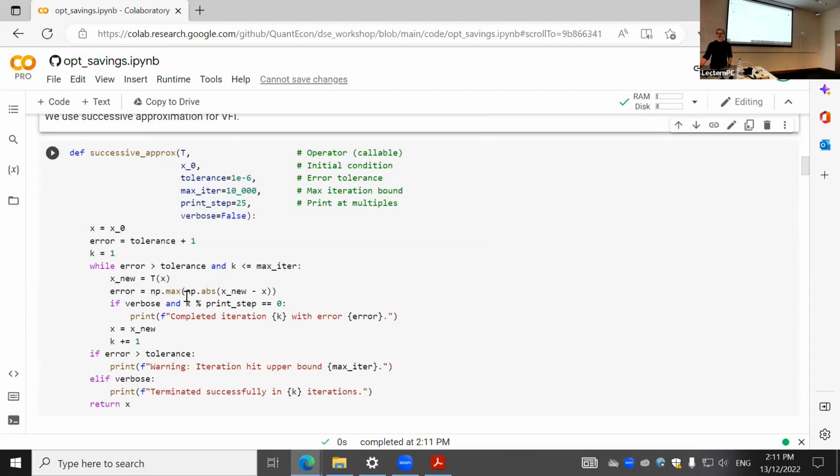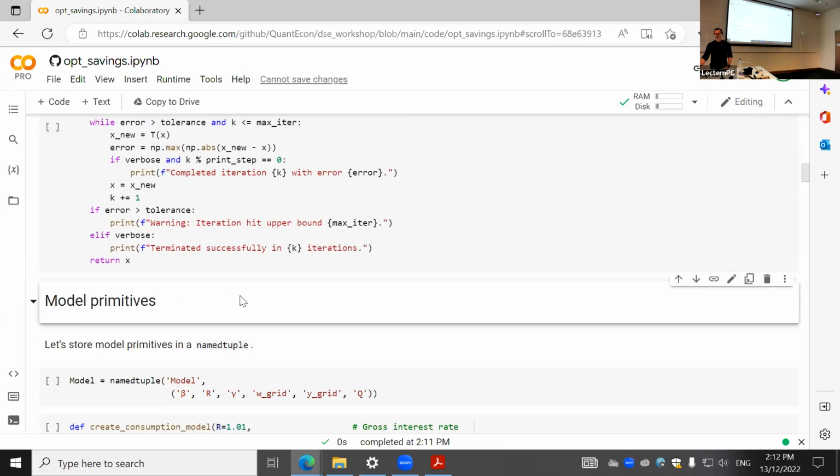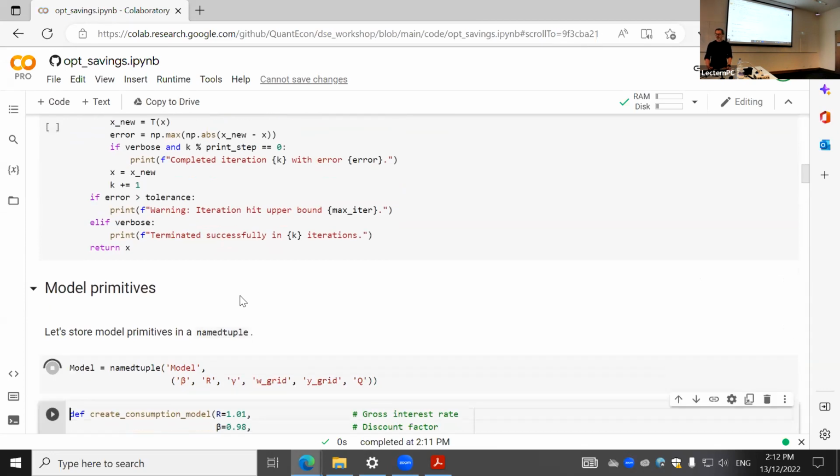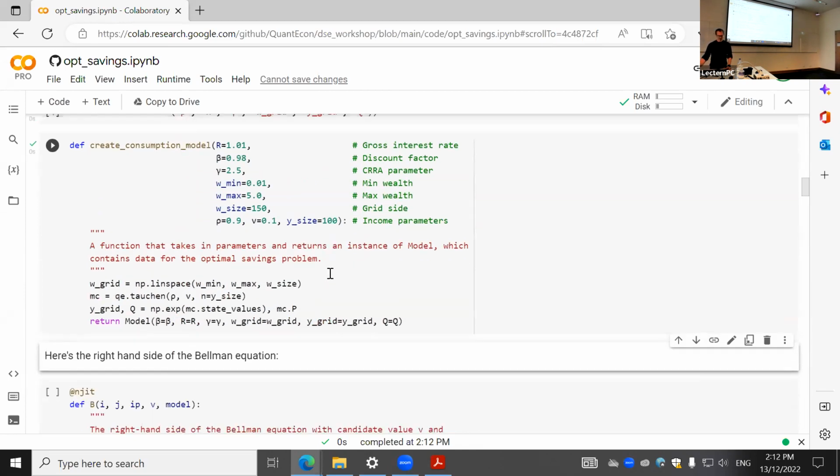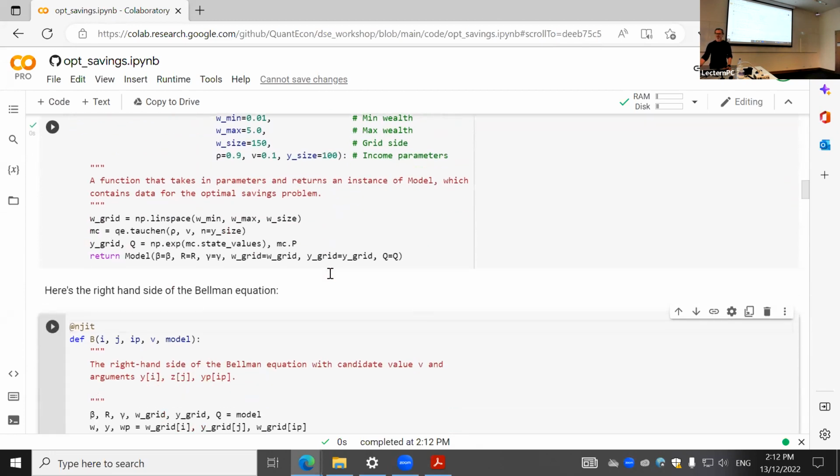It's like value function iteration. I set X to my initial guess. I update, get the new guy. I look at the distance. That's my error. If the error is too big, I keep going. And I keep iterating. So this successive approximation is the basic fixed point iteration. So that's not very exciting. So let's not worry about that. I'm going to define a model, and the way that I set it up is I'm going to pack everything into a little object called a tuple, but let's not worry about the details. This is just organization.